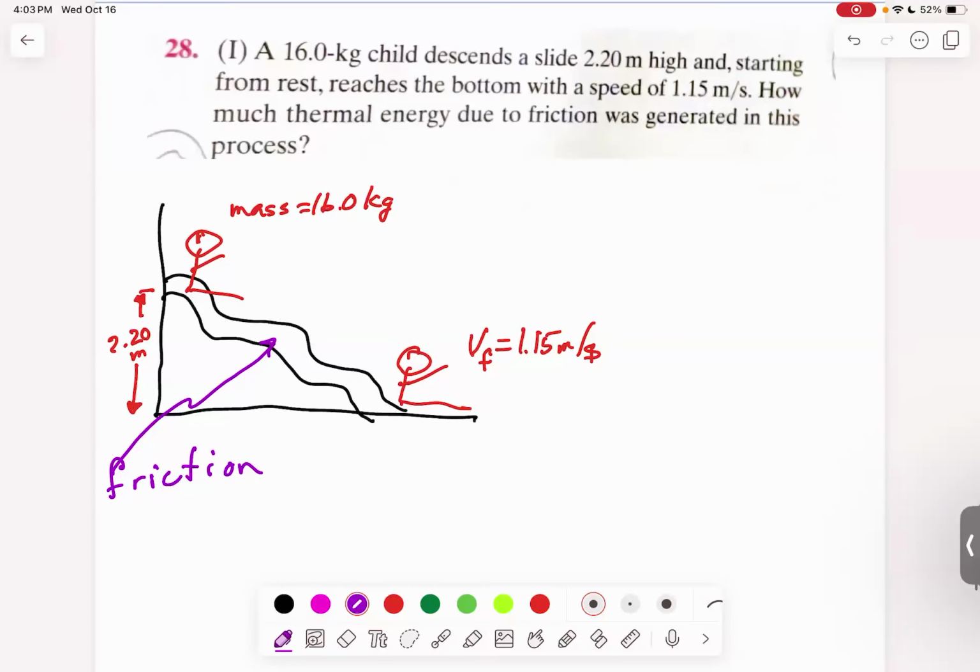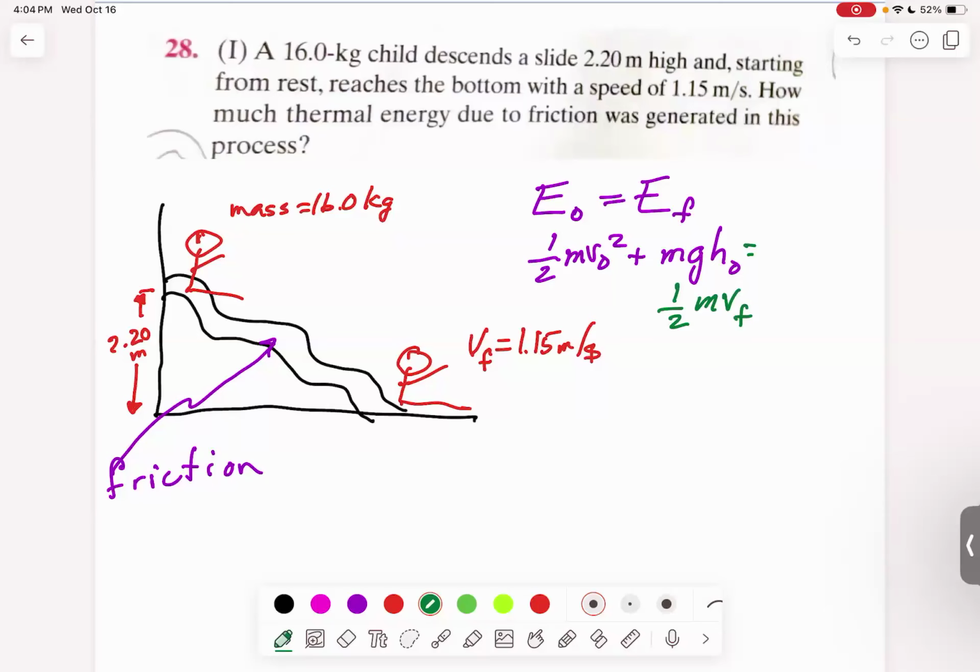So we'll have something that looks like, again, E initial is equal to E final, and our E initial is going to be equal to, again, nothing new, 1/2 mv naught squared, and mgh initial, and our final state is going to look like 1/2 mv final squared plus mg h final.